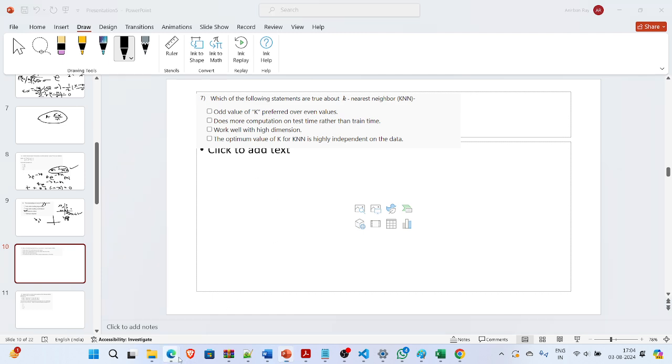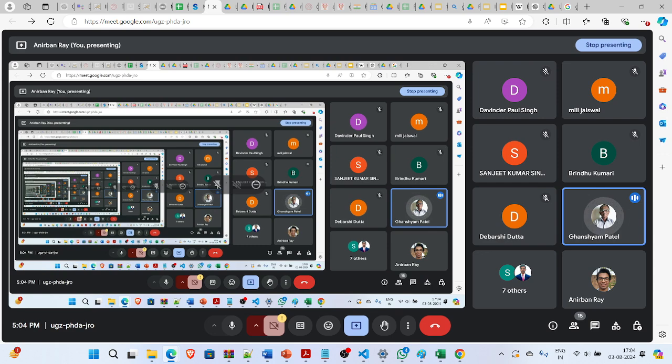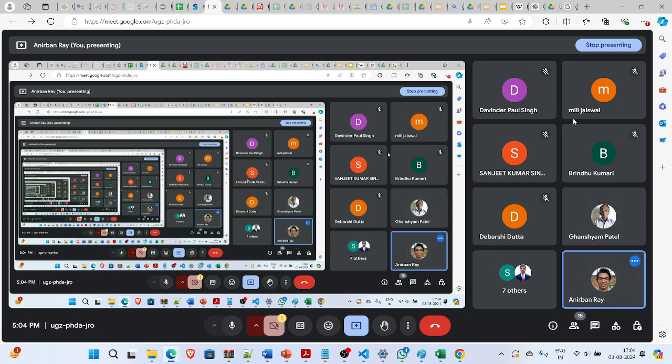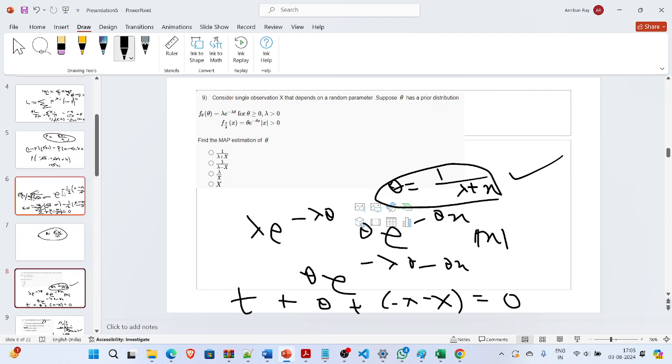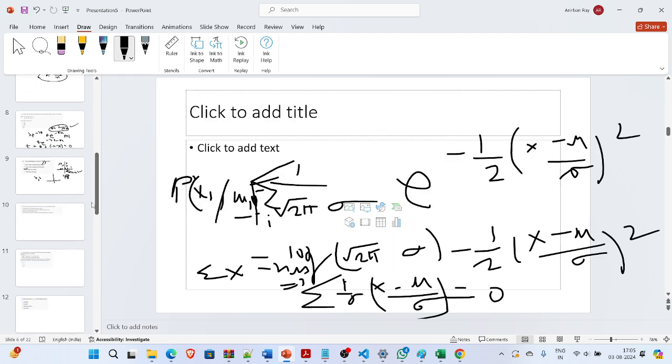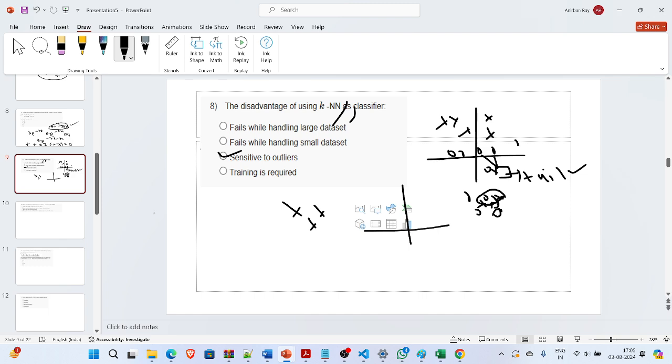Clear, everybody? Sir, in the previous question, which one? This one? It was next, regarding the K. Yes, here, sir. There are two. The first one is fails while handling a large data set. That also can be answered. Yes, you're correct in that. But I think the outlier part is also very important. Is the answer given already? Which answer is given?